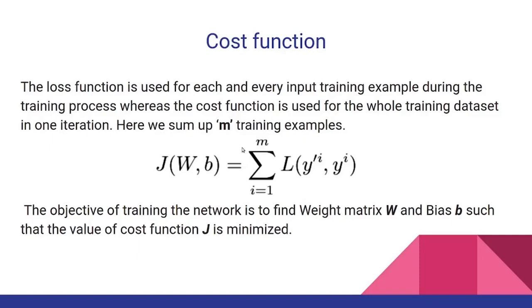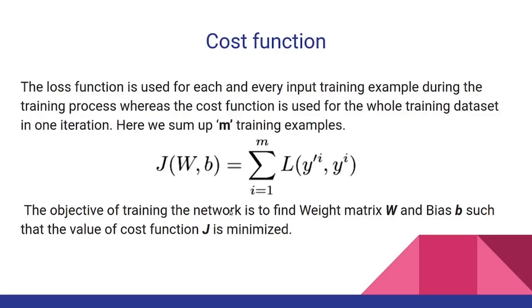Okay, so if we understood the loss function, then the cost function is very similar. The loss function is used for each and every input training example during the training process, whereas the cost function is used for the whole training dataset in one iteration. Here we sum up m training examples: J of w comma b. So given our weights and our bias, we want to find the loss. That's equal to the sum of L of y dash of i comma y of i, from i equal to 1 to m. Basically, for all our training examples, we want to find the loss, so we take the sum.